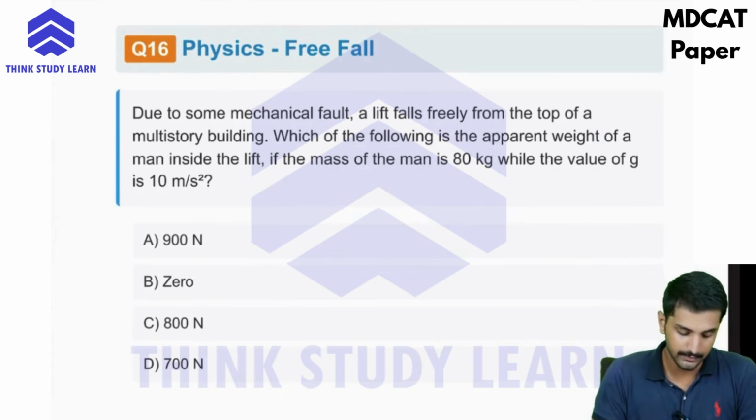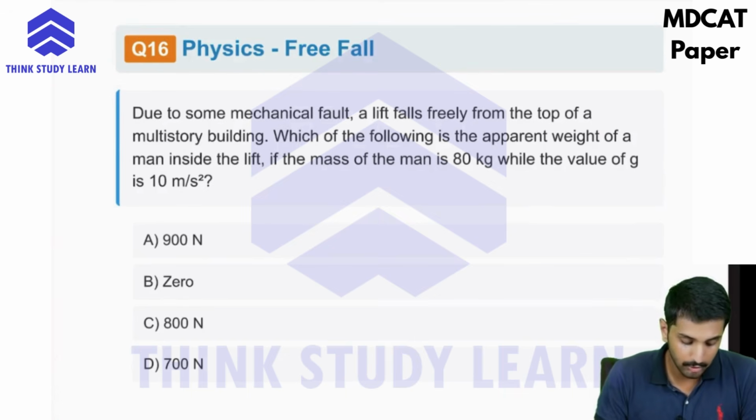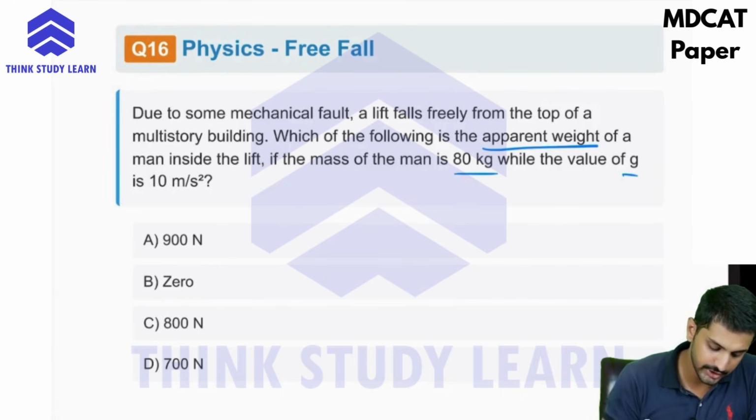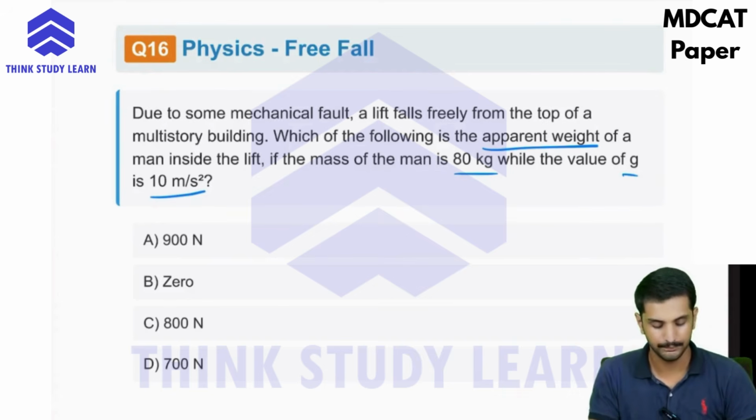Question number 16. Due to some mechanical fault, a lift falls freely from the top of a multi-story building. Which of the following is the apparent weight of a man inside the lift, if the mass of the man is 80 kg, while the value of g is 10 meters per second square?